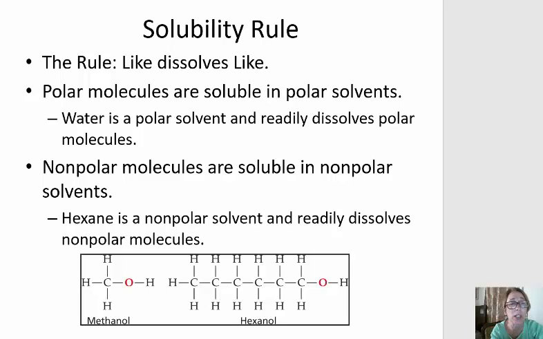Our solubility rule is like dissolves like, meaning that polar molecules are soluble in polar solvents, and of course water is the most common polar solvent. Nonpolar molecules are soluble in nonpolar solvents, and hexane is a common nonpolar solvent. At the bottom of the slide we see two molecules, methanol and hexanol.